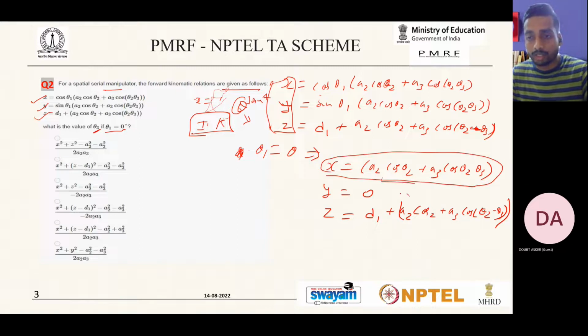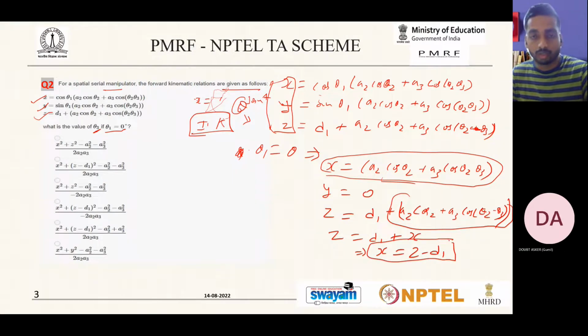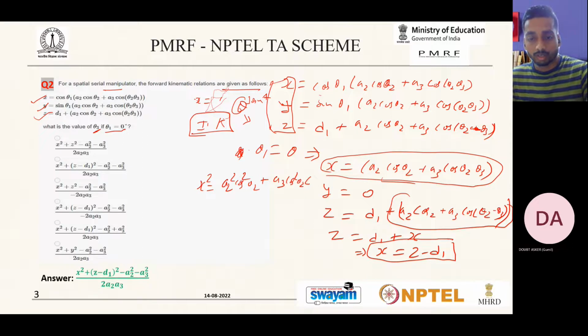Now we can see that this is the same as this thing. So we can write z equals d1 plus x. That means x equals z minus d1. So we have x equals z minus d1. Now if we take x square, what we'll get? We'll get a2 square cos square theta 2 plus a3 square cos square theta 3, right?